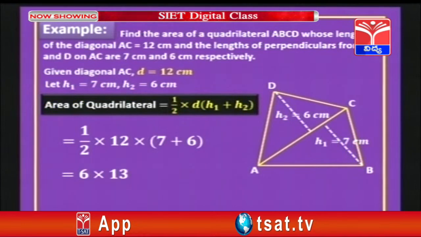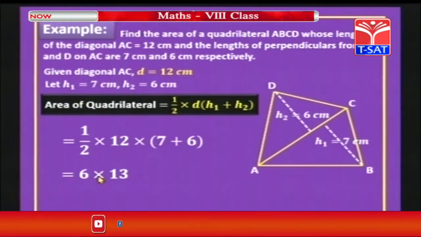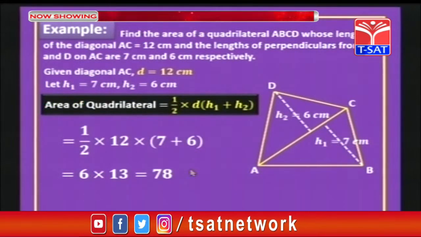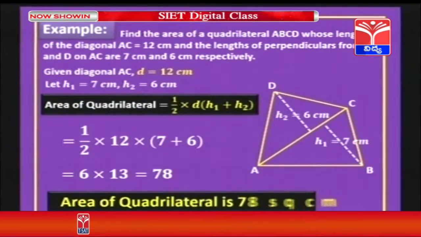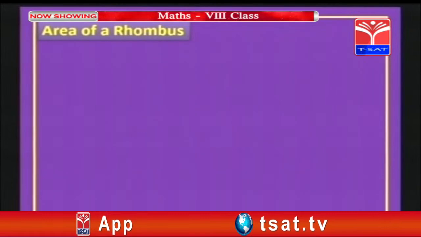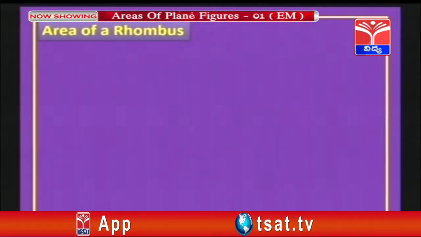And here if you cancel 2 and 12 you get 6 into 13, the sum of these two. So 6 into 13 you get 78. So the area of the quadrilateral is 78 square centimeters. So next we are going to learn about area of rhombus.